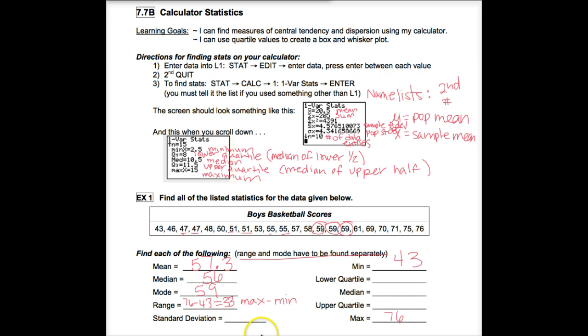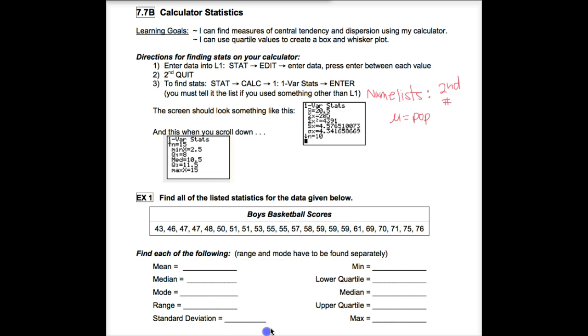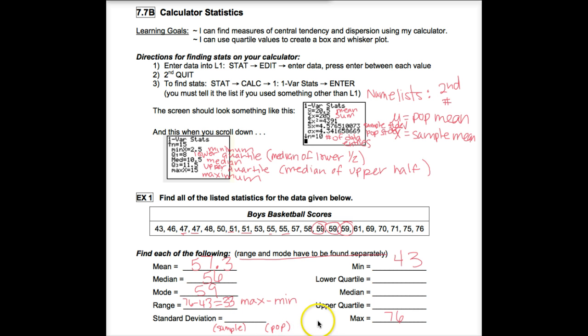The standard deviation, and if you take a statistics course, they will specify which one we want. Now, it just says boys basketball scores. We don't really have enough information to know if these are all of the scores or not, if there were more than 22 games or if 22 games was it. Are we looking at just 1 year? So we don't really have enough information to know which one is appropriate, whether this is a sample or whether this is the population.